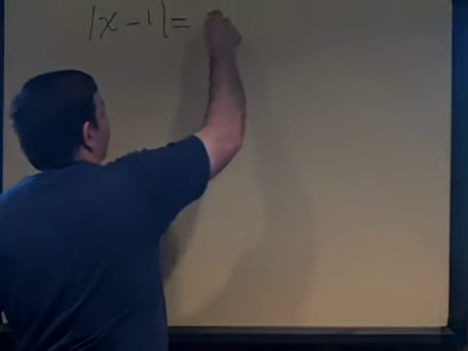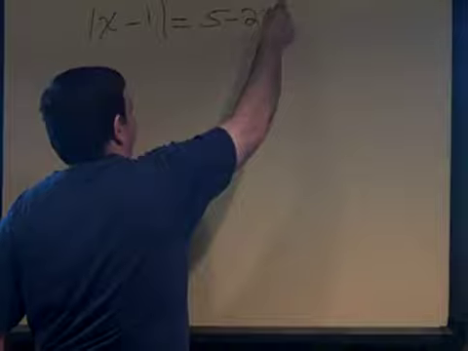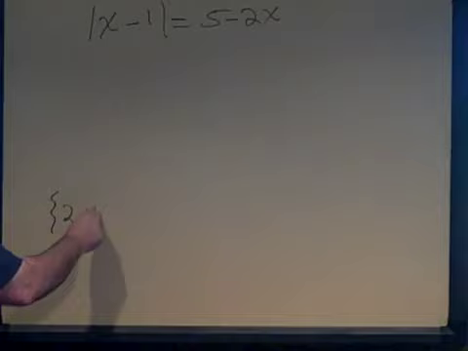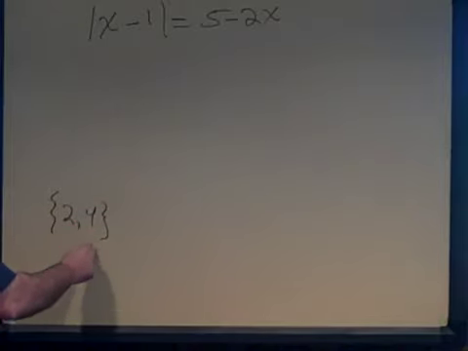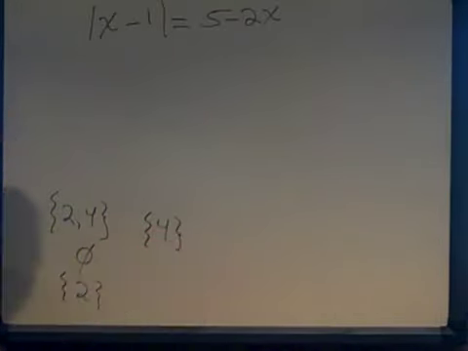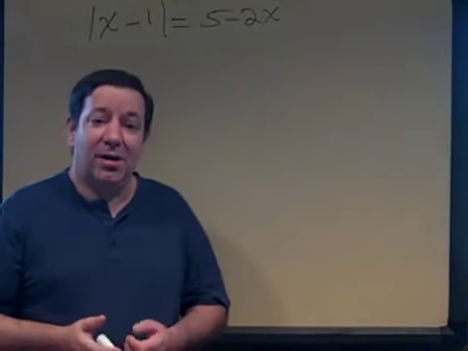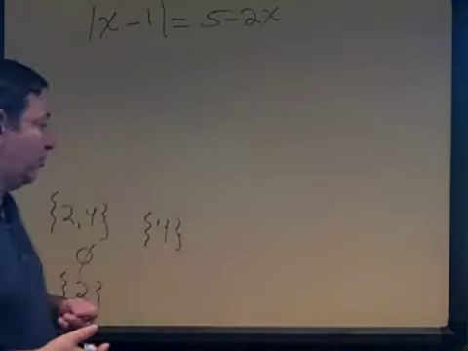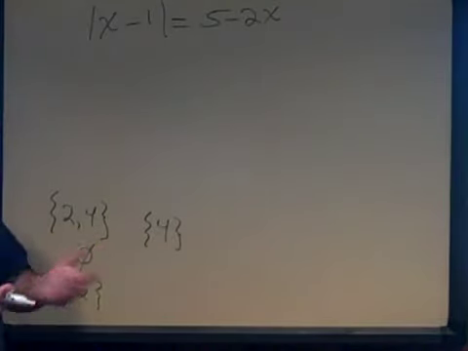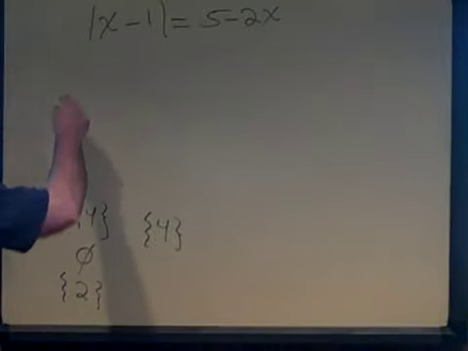Suppose you wanted to solve the problem, the absolute value of x minus 1 is equal to 5 minus 2x. You're given some choices: the number 2 and the number 4, the empty set, the number 2 alone, or just the number 4 alone. This type of problem is probably easiest to work backwards. Look at my choices. I see 2 and 4. So let's try 2 and then 4.